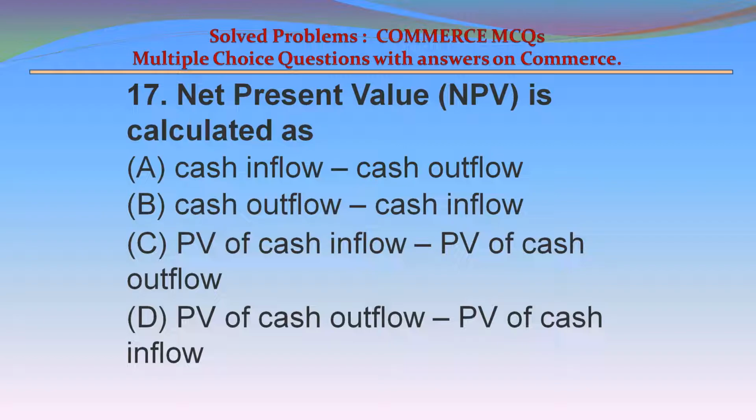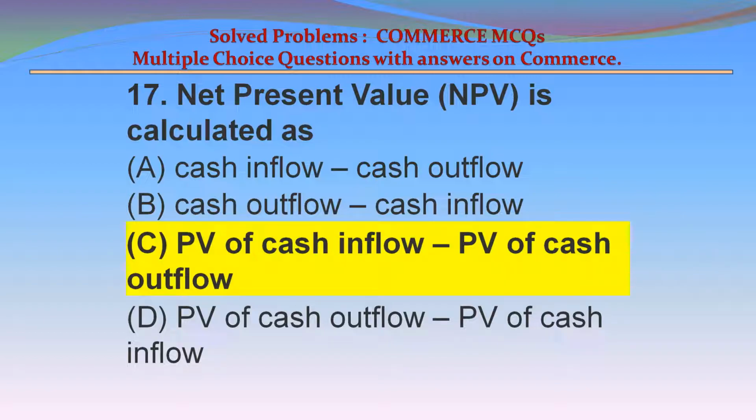17. Net present value, NPV, is calculated as option A, cash inflow minus cash outflow; option B, cash outflow minus cash inflow; option C, PV of cash inflow minus PV of cash outflow; option D, PV of cash outflow minus PV of cash inflow. Answer C, PV of cash inflow minus PV of cash outflow.